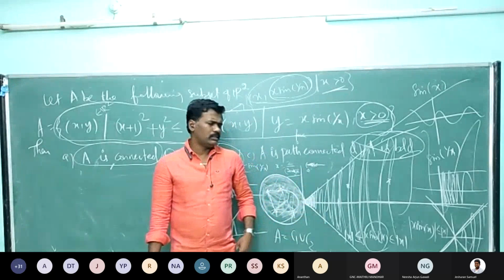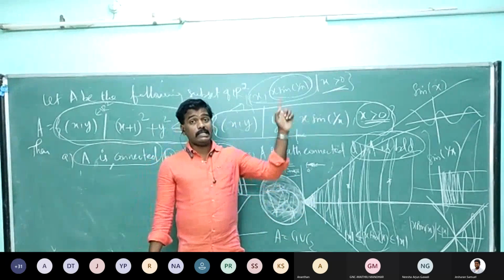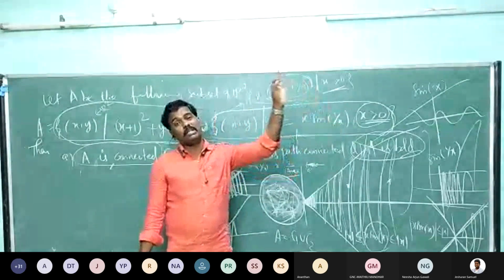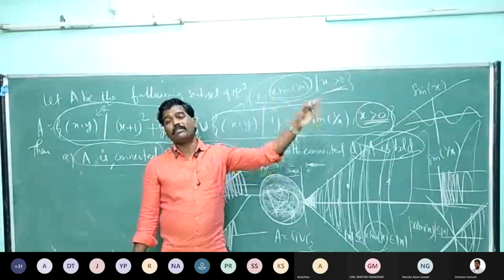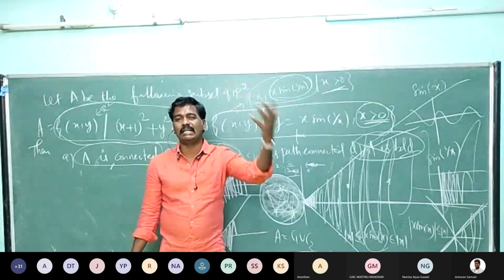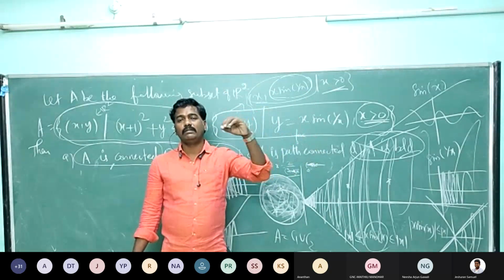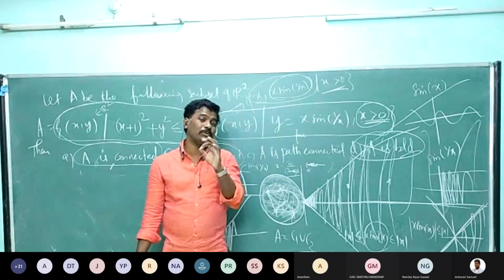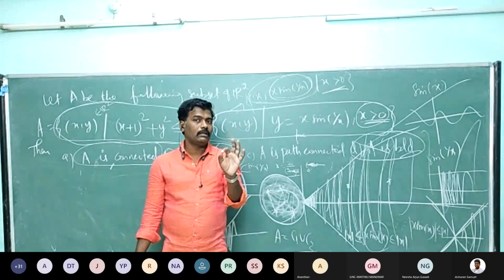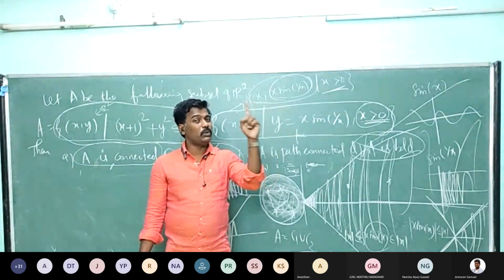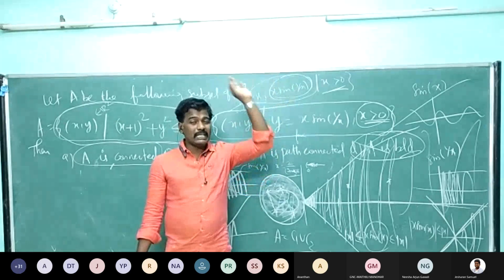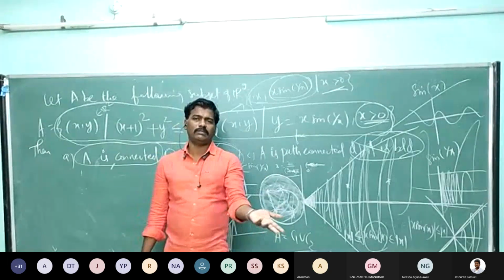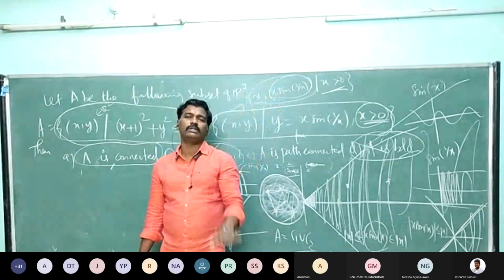Not path connected means there exist points, some C1, C2, and we cannot find a continuous curve, a path which is completely contained in the set. Suppose the subset is said to be not path connected. We can find two points, some C1, C2, such that there does not exist any path from C1 to C2. A path is a continuous function connecting the point C1 to C2.